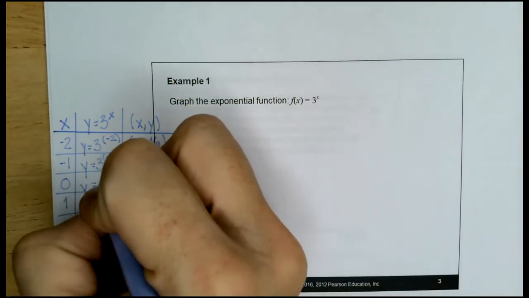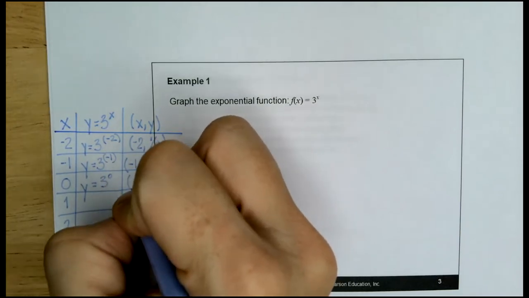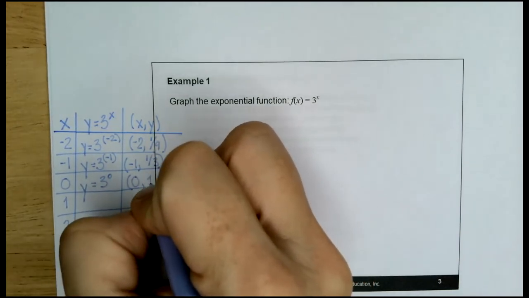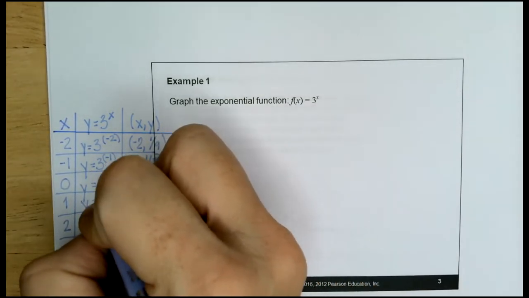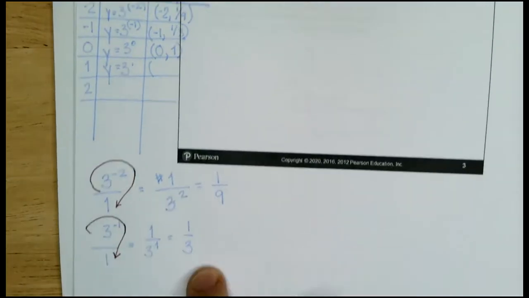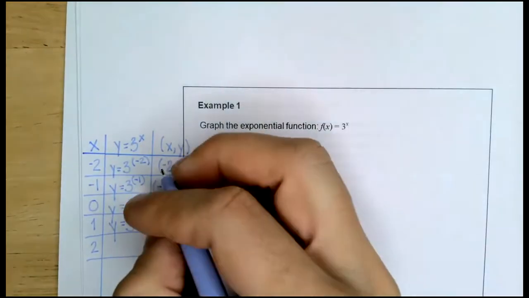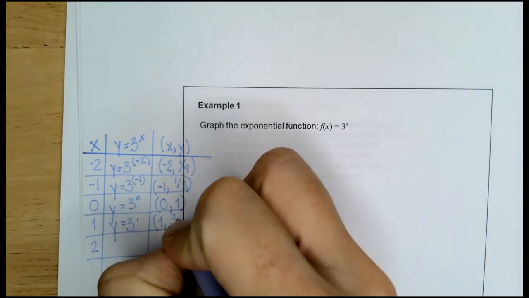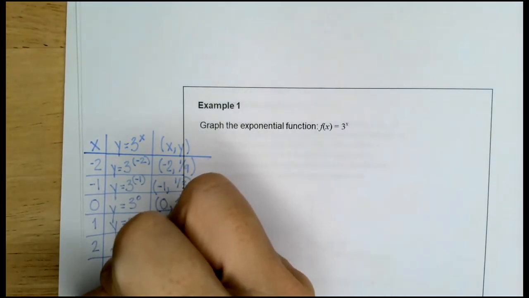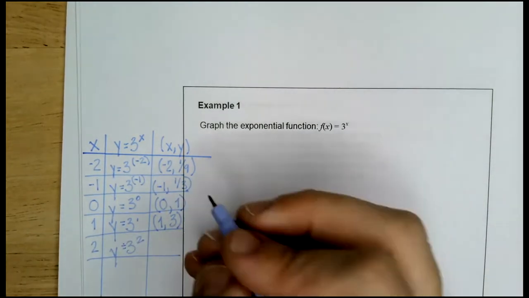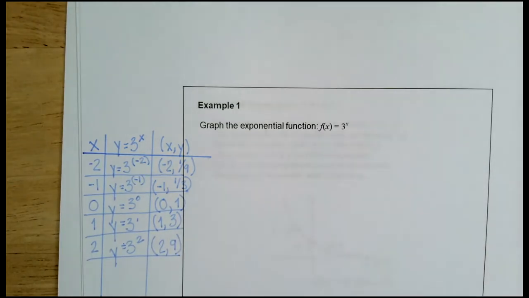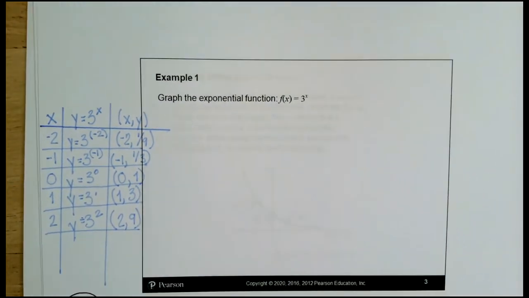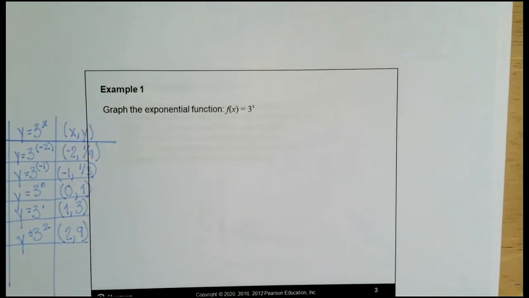When x is 0, we just talked about that, 3 to the 0 power is 1. So when x is 0, y will be +1. When x is 1, 3 to the 1st power is 3. So when x is 1, y will be +3. 3 squared is 9. So when x is 2, y is 9. All right. So now we have some points that we can use to graph this function.